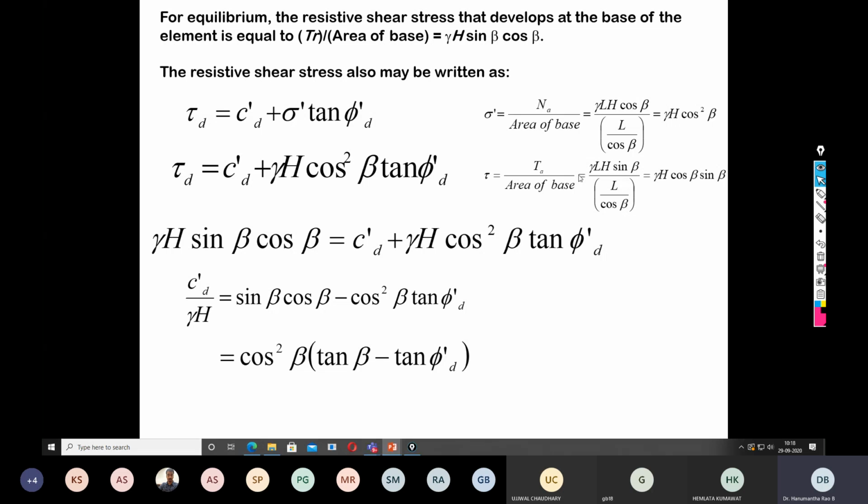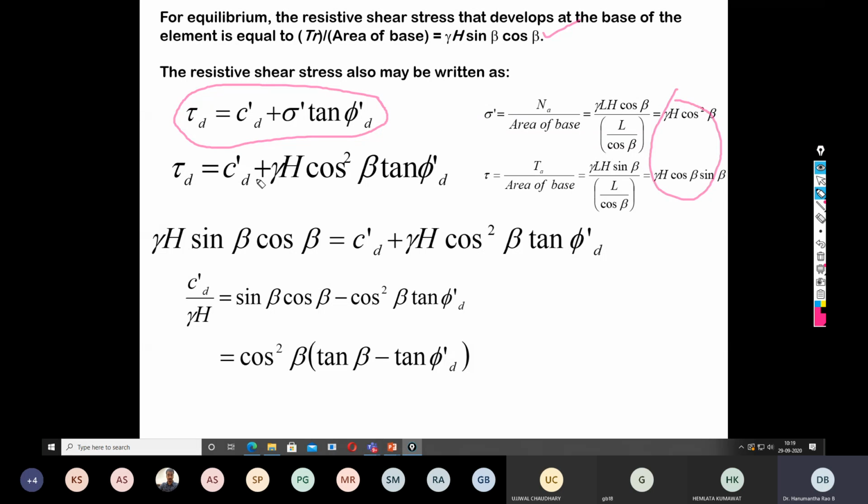So then for equilibrium, the shear stress that develops at the base of the element is equal to T R by area, that is shear strength, that is gamma H sin beta cos beta. But we know the shear strength equation. So tau d is nothing but C plus sigma tan phi. This is the shear strength equation. So this is the shear strength and this is the shear stress. These are all the shear stresses, and this is shear strength.